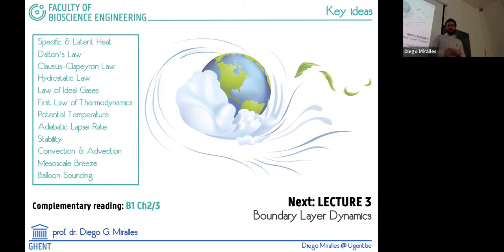Mesoscale breeze, that is what we mentioned earlier, in which you have a cell of convection generated through differential warming of the land surface in two places. Usually it could be the ocean and land, for instance. And then you have the balloon soundings that I just showed you, just for you to put in context what you saw during the lecture.